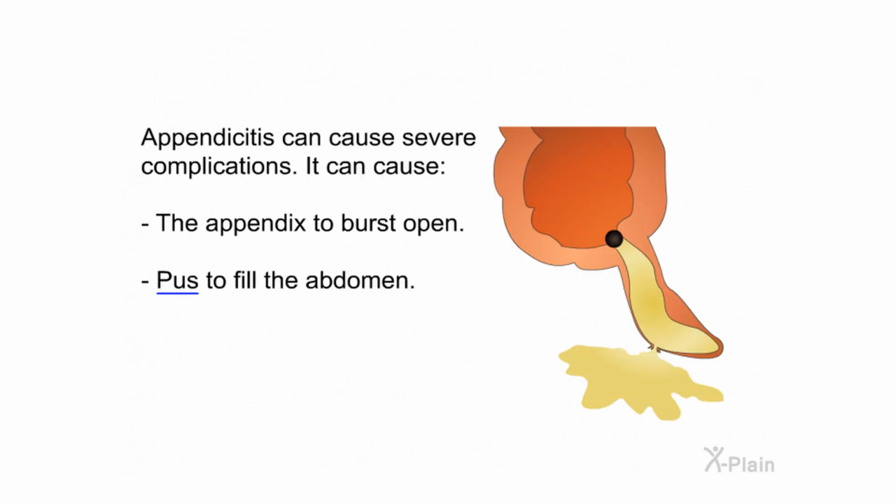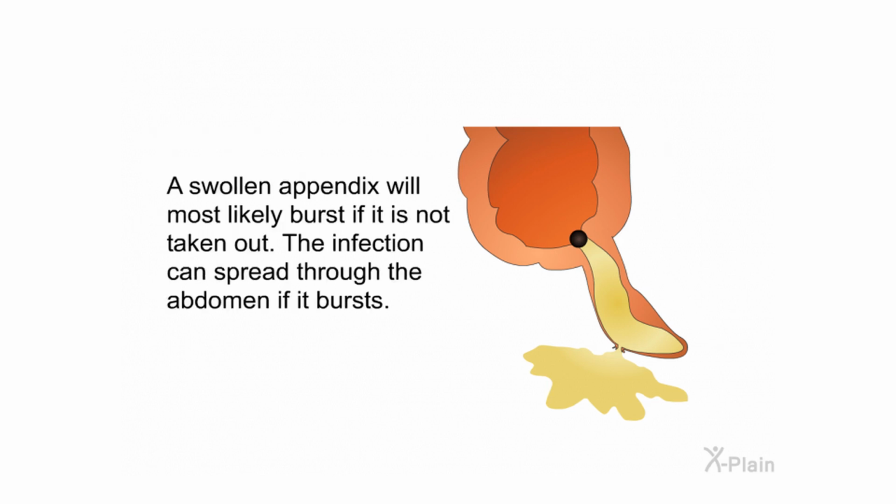Complications. Appendicitis can cause severe complications. It can cause the appendix to burst open, pus to fill the abdomen. A swollen appendix will most likely burst if it is not taken out. The infection can spread through the abdomen if it bursts.